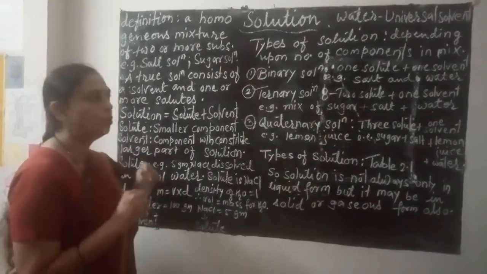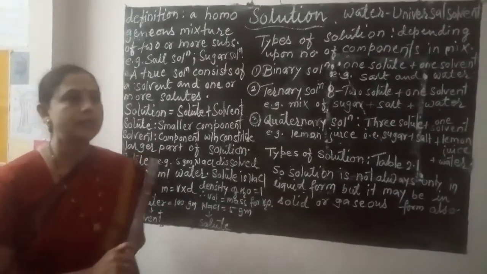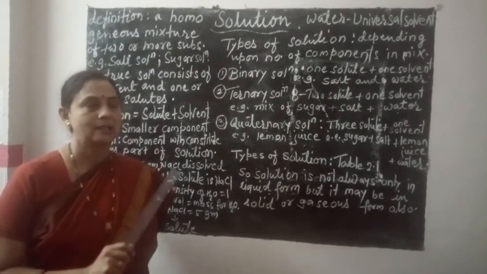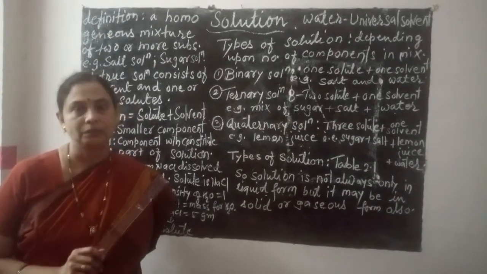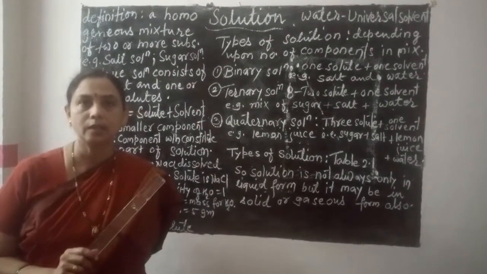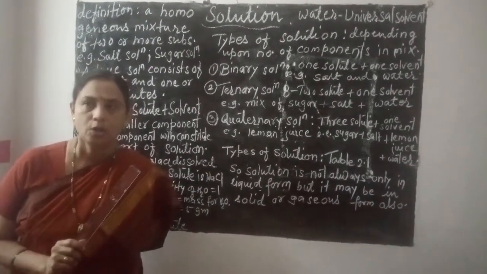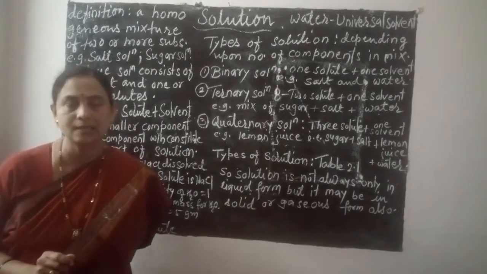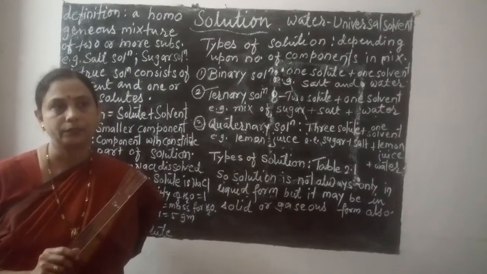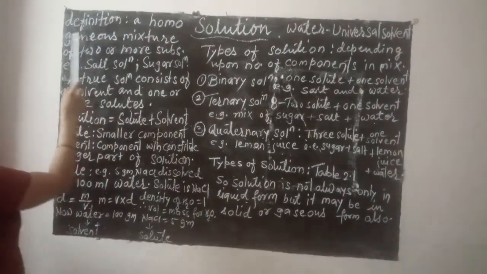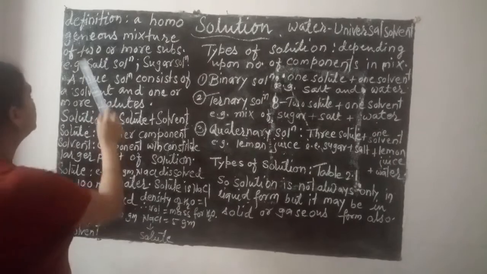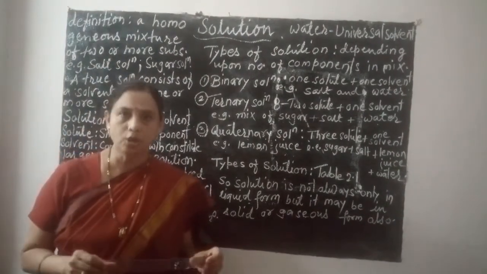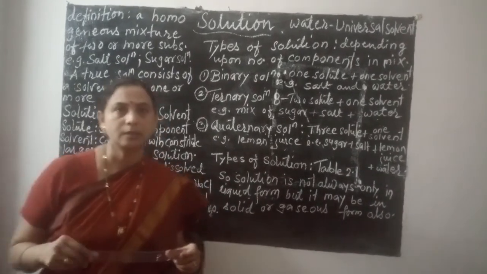Now homogeneous means the two or more substances, when mixed together, will form one uniform phase. So you cannot identify the different substances which are mixed together. So see here the definition: a homogeneous mixture of two or more substances. For example, salt solution, sugar solution.